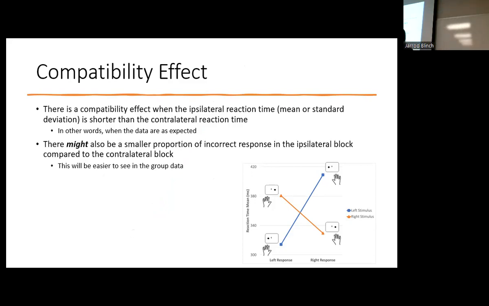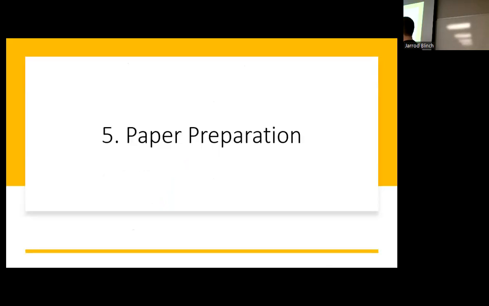Will we see something this perfect for proportion of errors? Yeah, some people might. I think overall we will, but the proportion of errors might not look as pretty as reaction time mean. Reaction time standard deviation, I'm also a little unsure. It might be kind of like what we saw with Hick's law, where some people see this and others don't. We'll just have to see.